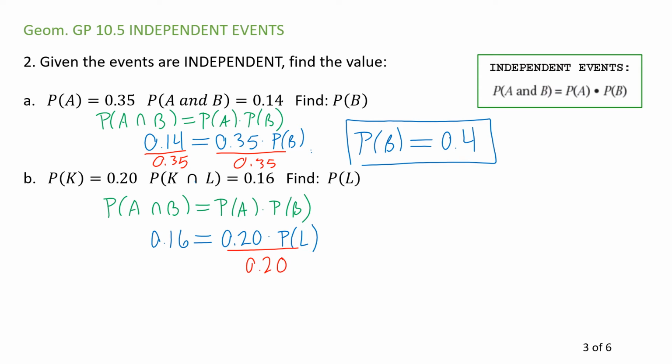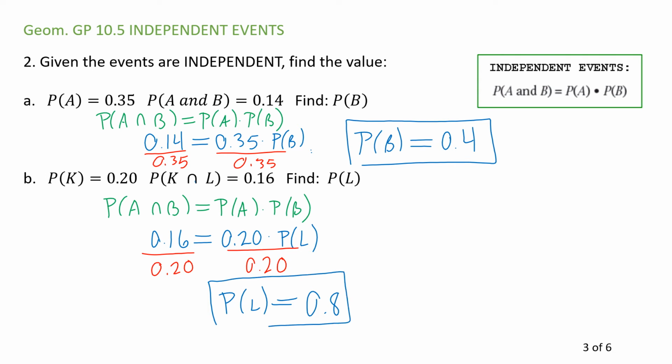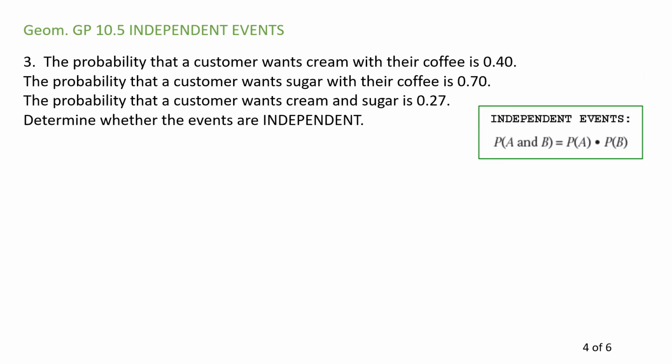So again, you divide. And you find that the probability of L is equal to 8. Notice it's easy to get it upside down. You don't multiply them. You divide the wrong way. You can get the wrong answer on these. It's just basically plugging it into the formula.